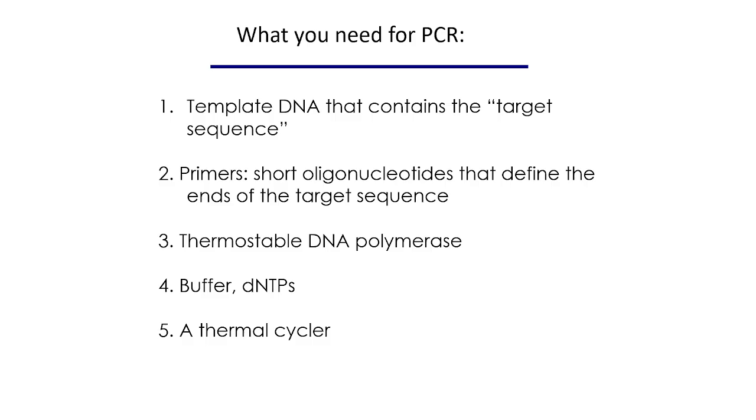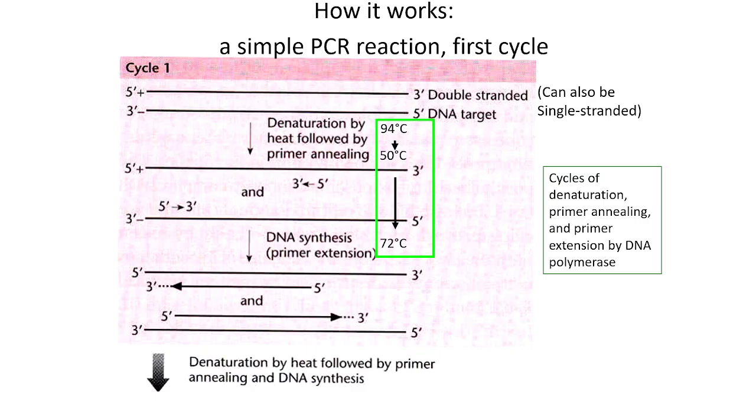So what do you need for PCR? You need a template DNA, that's the target sequence that you need to amplify. You need primers, which are short oligonucleotides that define the ends of the target sequence. You need a thermostable DNA polymerase, buffers, dNTPs for adding to the complementary sites, and a thermal cycler that will change the temperature from time to time.